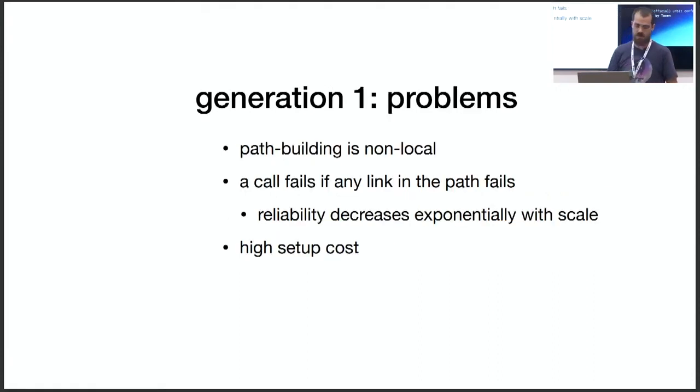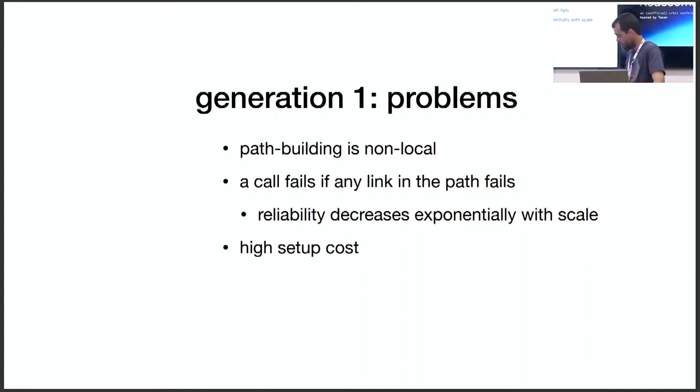And this system had substantial problems when it was used for anything other than telephone calls, and dynamics that trended toward monopoly. Path building is non-local. You need global knowledge of the paths, of the links that exist and their status. You have to schedule centrally. The reliability is terrible. A call fails if any link in the path fails. So as the system scales, reliability decreases exponentially with the number of links.